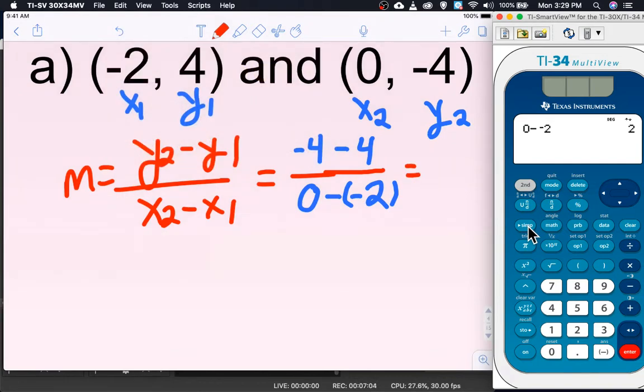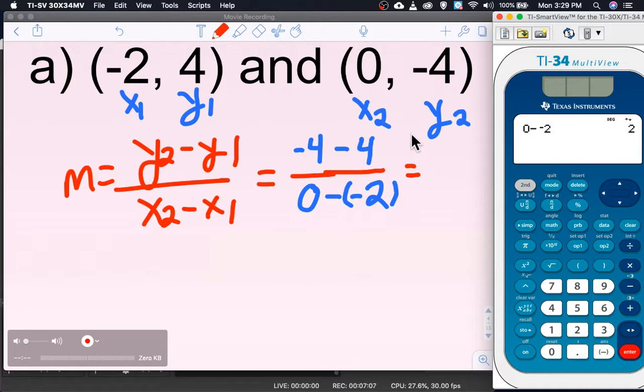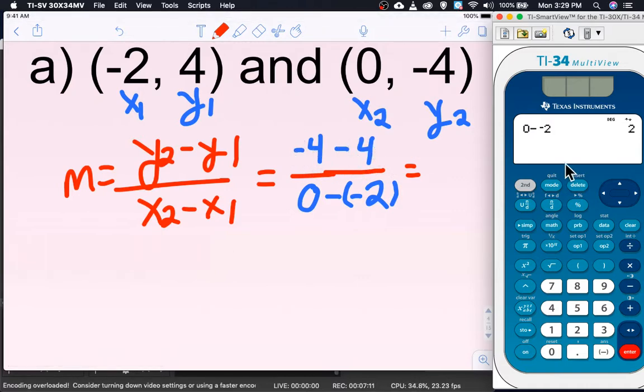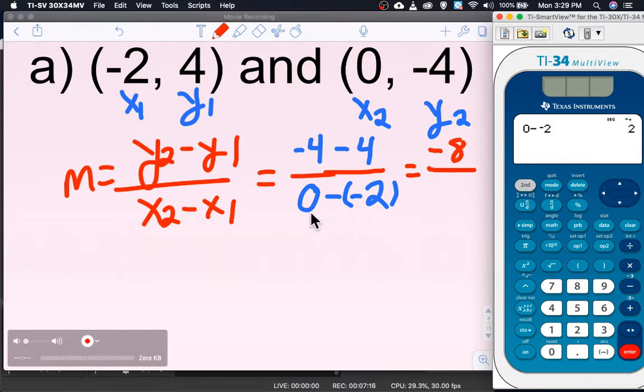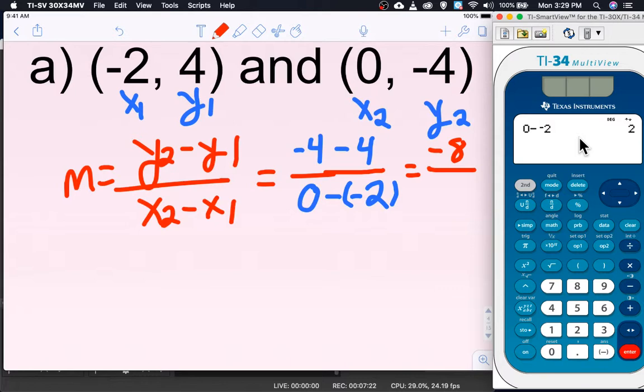And speaking of the next step in doing the math, now we are just going to simplify the top. -4 minus 4 is -8. Do the math across the bottom. 0 minus -2, we did that a second ago, is just plain old +2. And then the last step is to simplify our fraction. Our -8 over 2 can simplify to being -4 over 1.